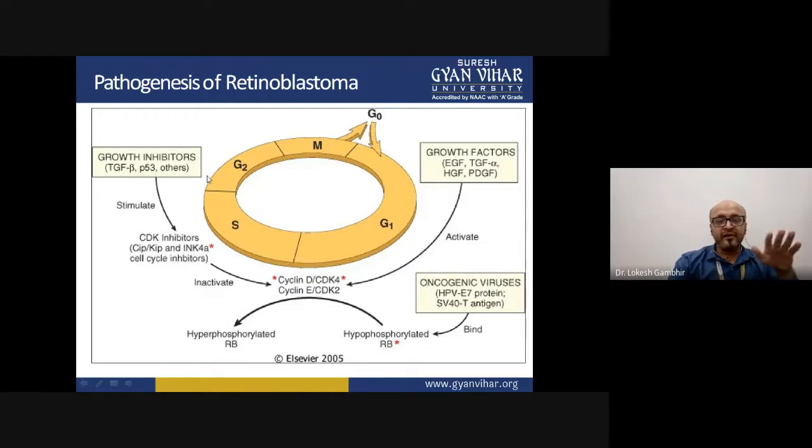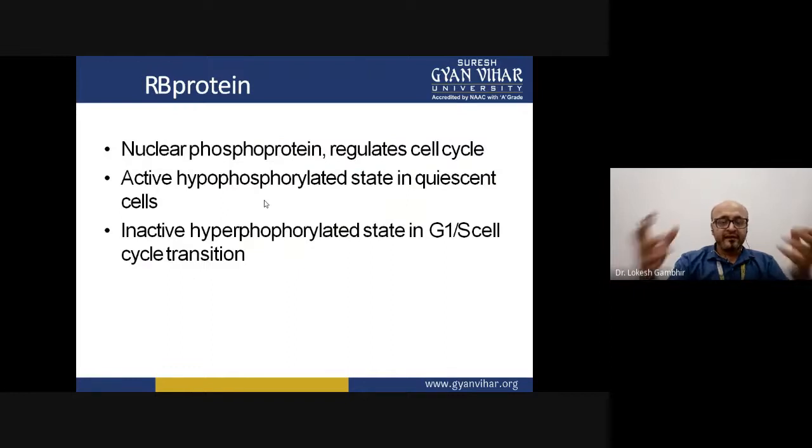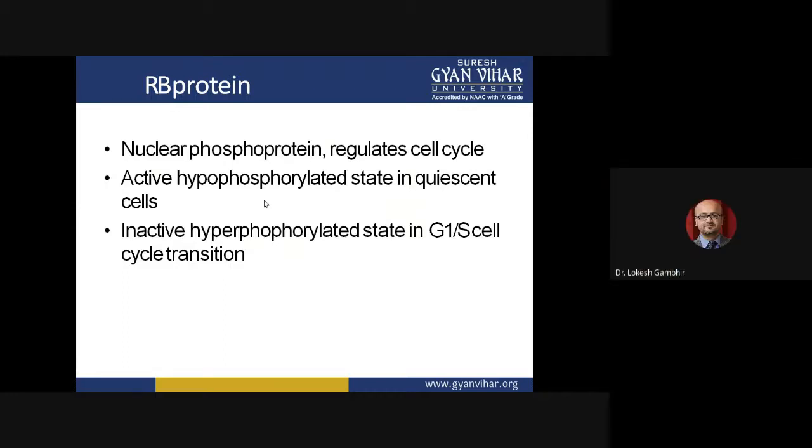The growth inhibitors will not be able to cause any change on retinoblastoma, thereby there will be no module to regulate the G1 to S transition. Fine. And that is why this protein is very important. What is RB protein? The RB protein is a protein which is actually regulating the cell cycle.